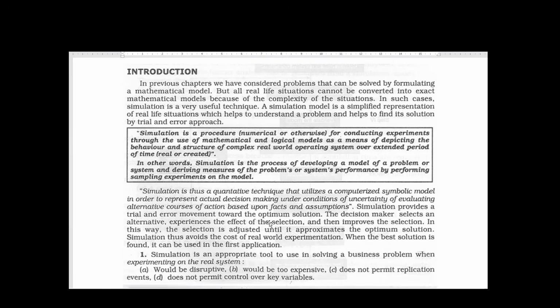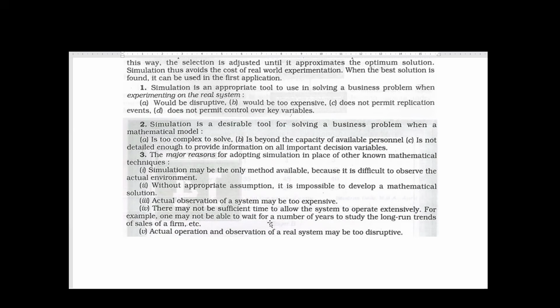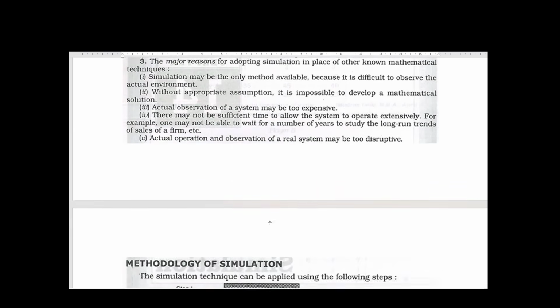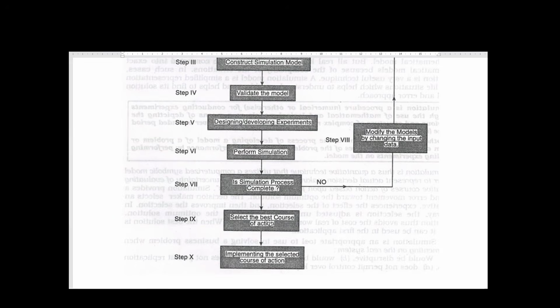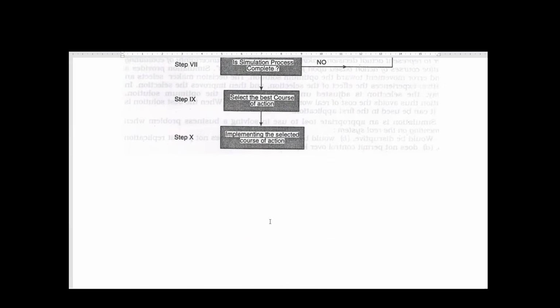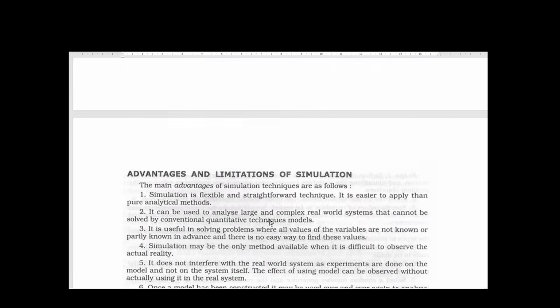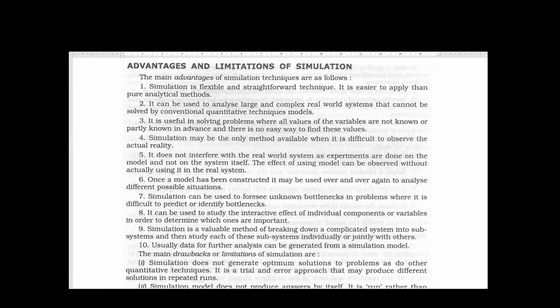So you can go through this explanation. Here is the methodology of simulation. There are 10 steps, so go through these steps. Then we have the advantages and limitations of simulation. Please go through them, and you can pause the video and read through them.